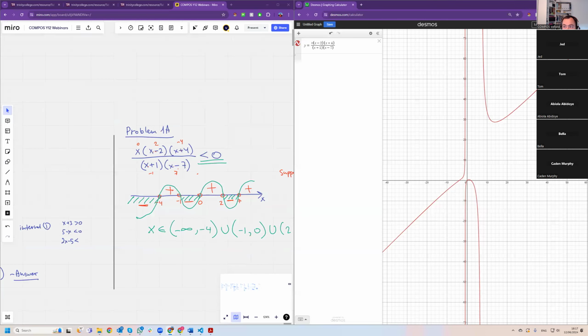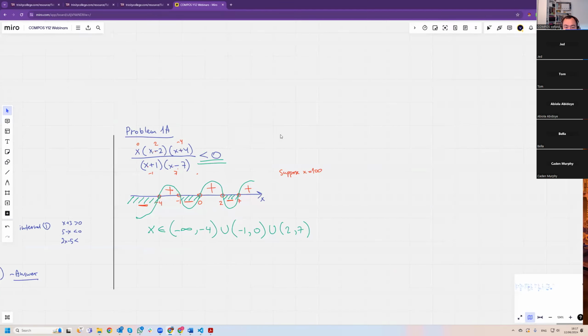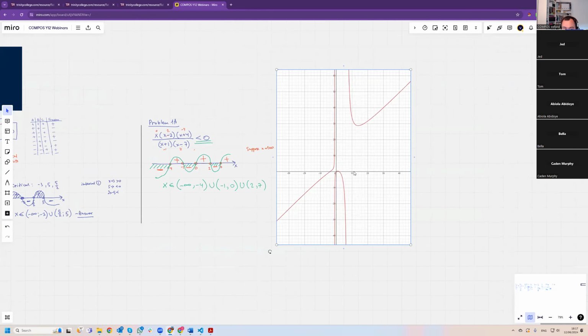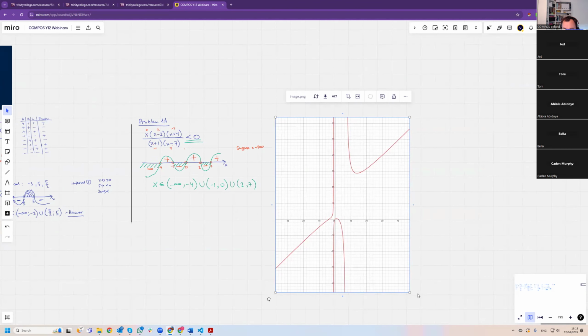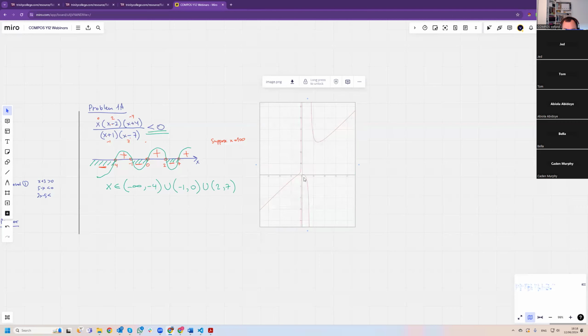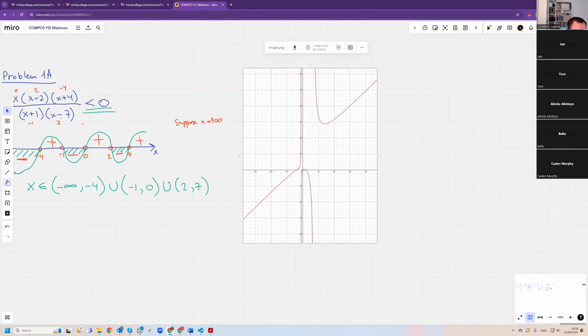And as you can see, how does that work? So the function changes sign at -4, changes sign at 0, changes sign at 1.